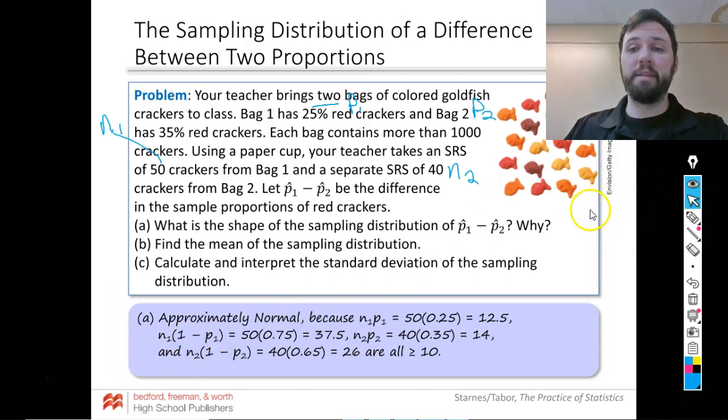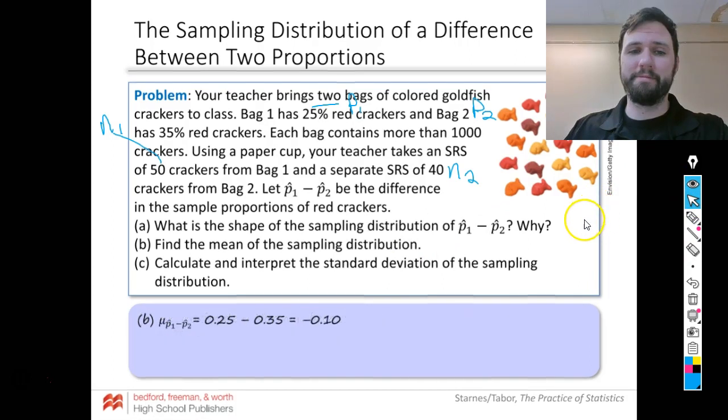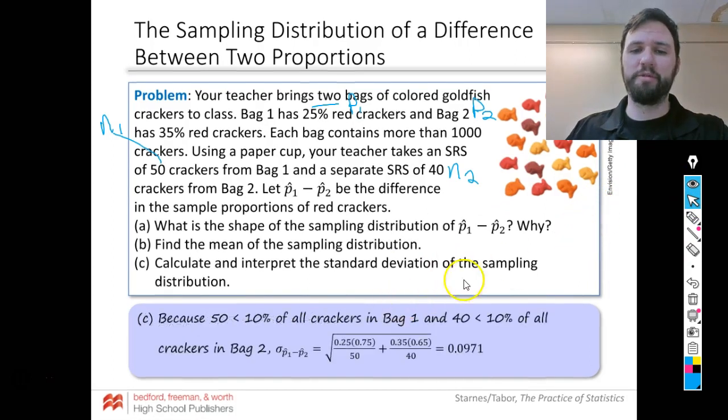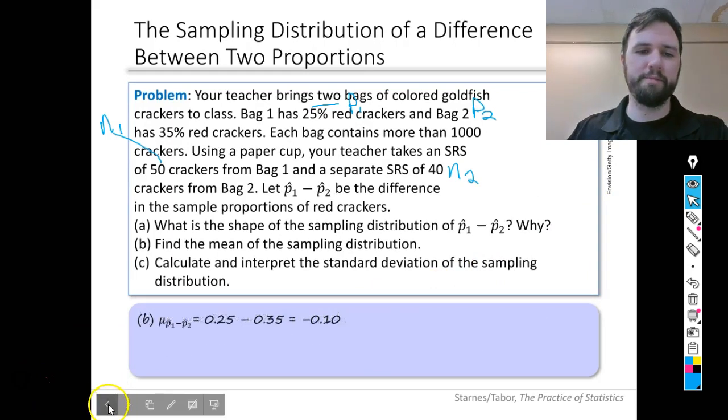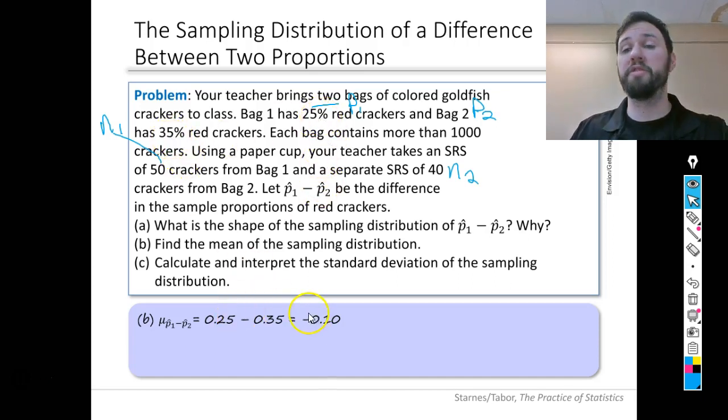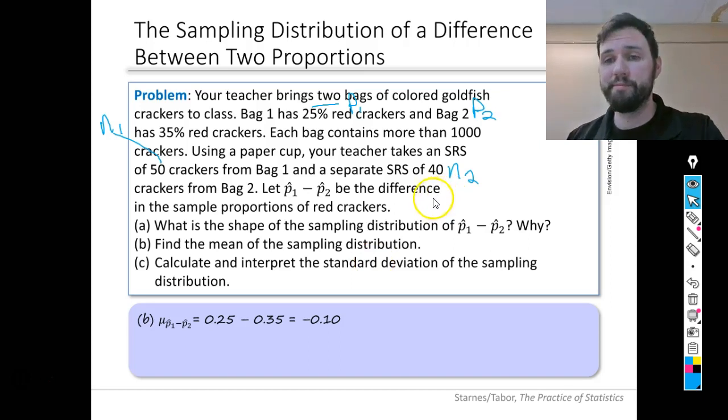Find the mean. The mean's the easy one. You just subtract. For the mean, I'm just going to go p1 minus p2. So I'm going to go 0.25 minus 0.35, which is negative 0.10.